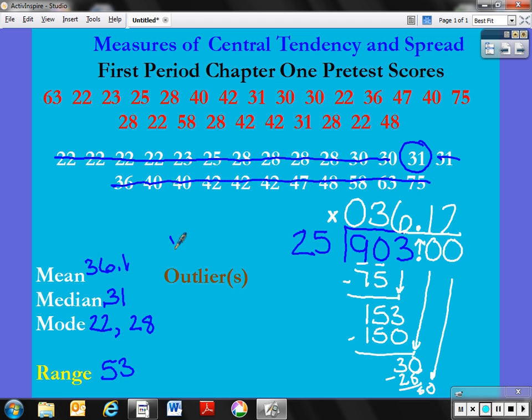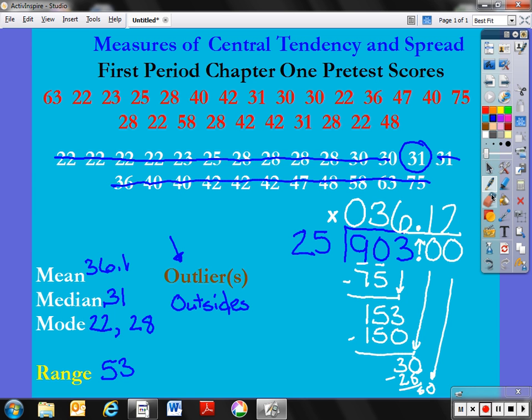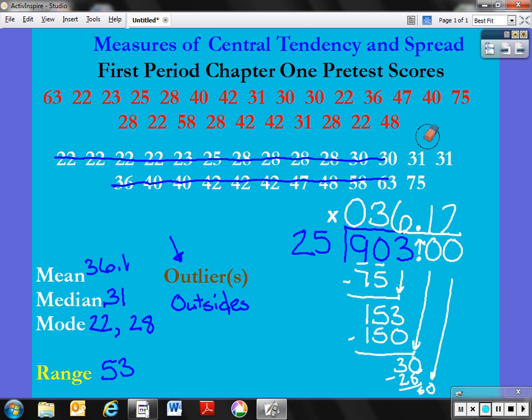Now I have this word here called outliers. I always think of outliers as a word like outside. And outliers, sometimes they appear in a set of data by mistake. Maybe the person who's collecting the data made a mistake. Well, we didn't make any mistakes. These were the kids' test scores. Now, looking at these test scores, is there any number that looks extremely larger or smaller than the rest of the data in the data set? Because an outlier is that number that kind of sticks out.